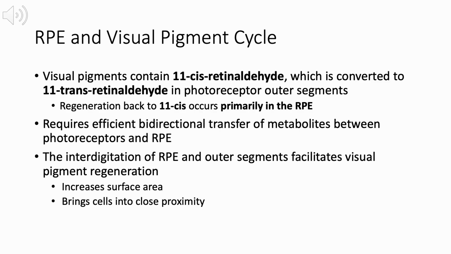The close metabolic coupling between these two cell types is essential for maintaining continuous visual function. The interdigitation of the RPE with photoreceptor outer segments facilitates visual pigment regeneration. This structural arrangement increases surface area and brings the cells into close proximity, thereby supporting efficient exchange of visual cycle intermediates between photoreceptors and the RPE.